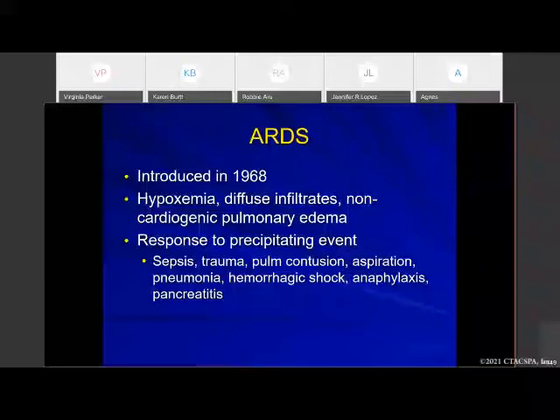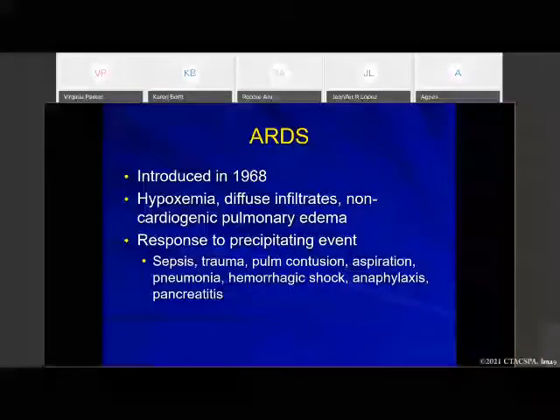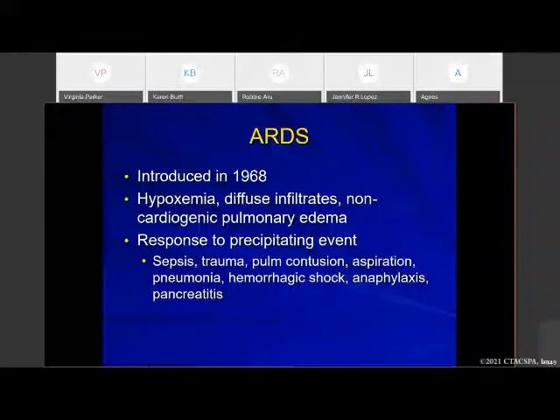You get hypoxia, diffuse infiltrates, and it's a non-cardiogenic pulmonary edema. It's usually in response to a precipitating event. Probably the primary cause is sepsis, and then trauma. Actually, those are 1 and 2, sepsis and trauma. Trauma can cause pulmonary contusion, or we're talking more about trauma shock. You can have aspiration. So ARDS is kind of funny. You can have a direct problem with the lung itself that causes an ARDS, or you can have a remote cause like sepsis or pancreatitis that causes ARDS.